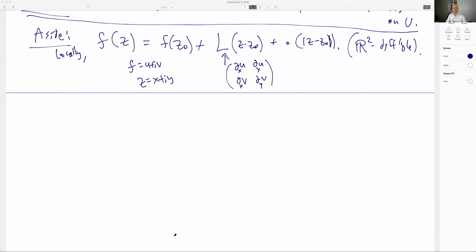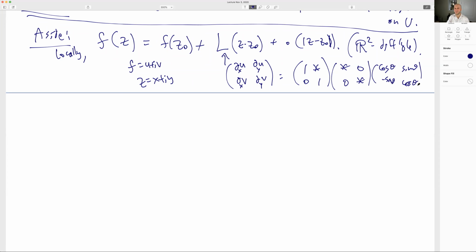Right? So this is this matrix of partial derivatives. What does it mean for this to be conformal? Remember, we had this classification. This can be written as something that's unipotent, something that's diagonal, and something that's a rotation, like cosine theta, sine theta, minus sine theta, cosine theta, and maybe a sign, plus or minus 1, right?